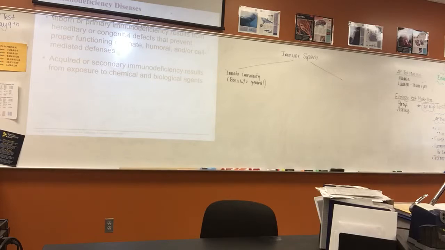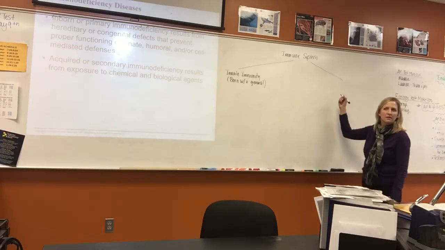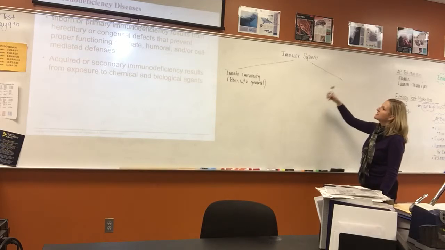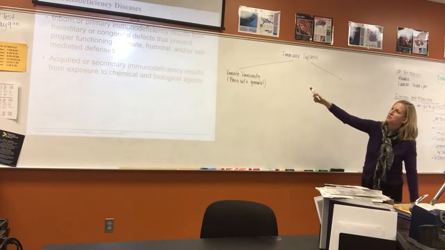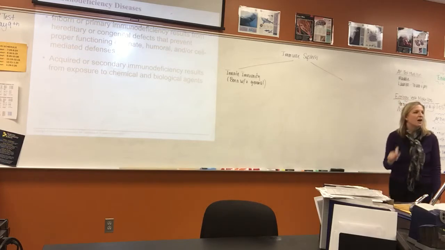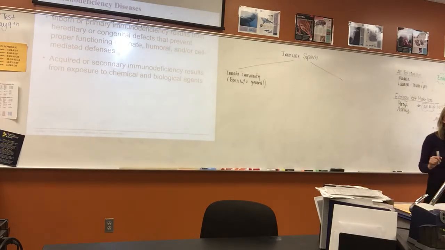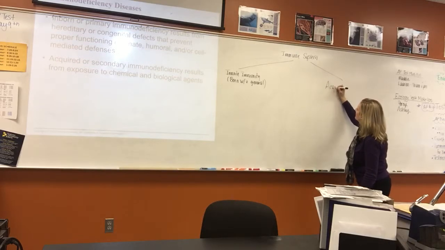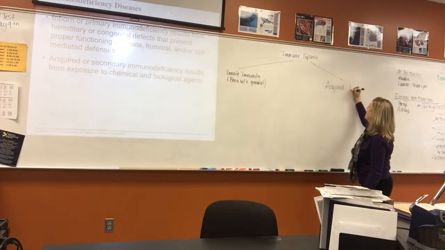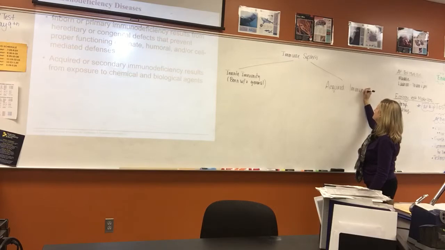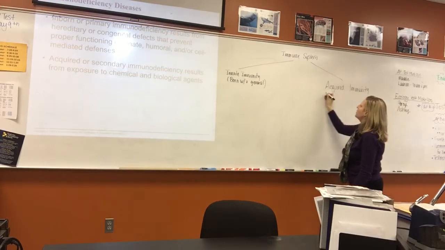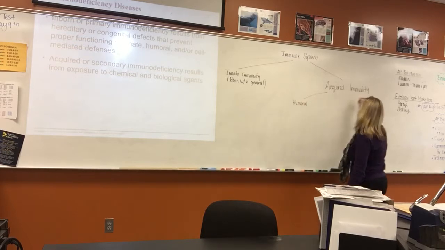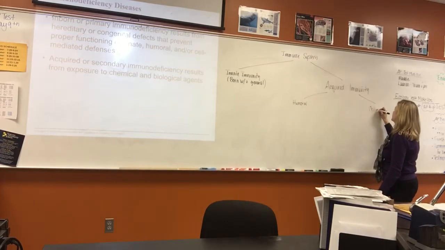What's the type of immunity that represents? Humoral, is that innate? Humoral and cell-mediated are two examples of acquired. So we have acquired immunity, and we have two kinds of that, humoral and cell-mediated.